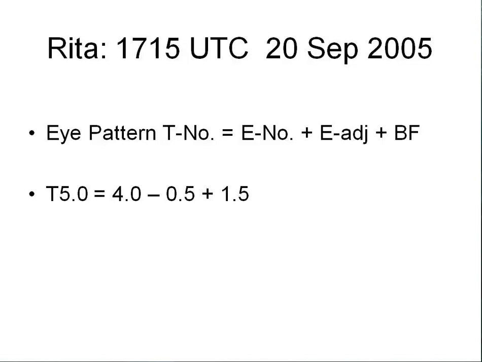So putting together the three evaluations, we get a T number of 5.0. 4.0 E number, minus 0.5 eye adjustment factor, plus 1.5 for banding features.